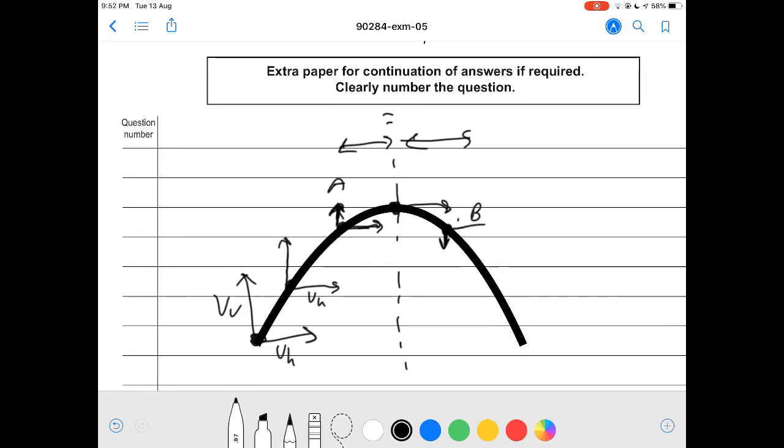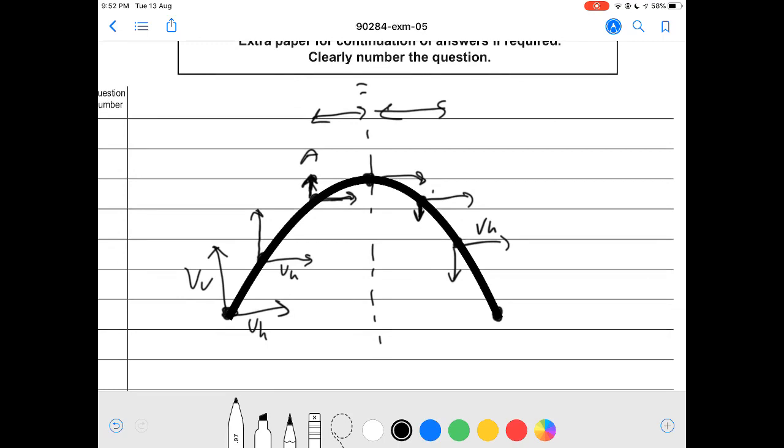And once again, the horizontal velocity does not change. As we go down, the vertical velocity is going to get bigger and bigger, but in the opposite direction, while VH stays constant. And when it hits the ground, it's going to be the exact mirror opposite of what we had originally. So we have our VV acting downwards, but our VH is still acting in the same direction. So our VH is acting here, and our VV acting here.